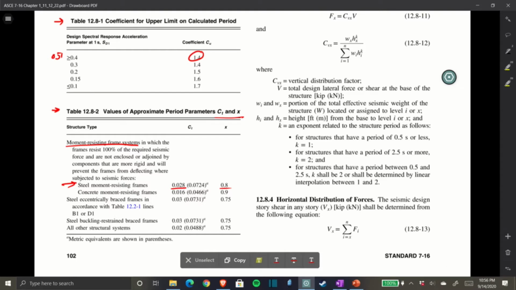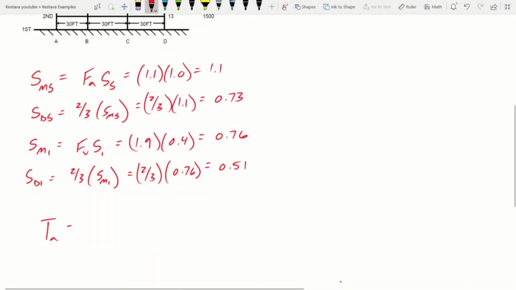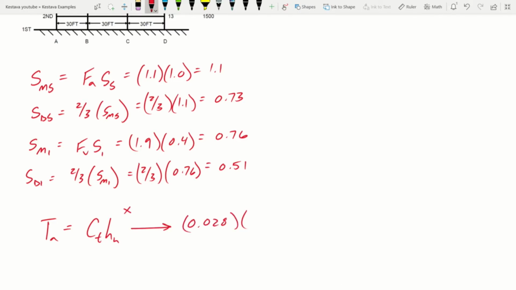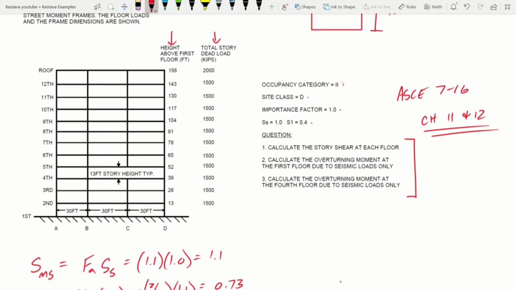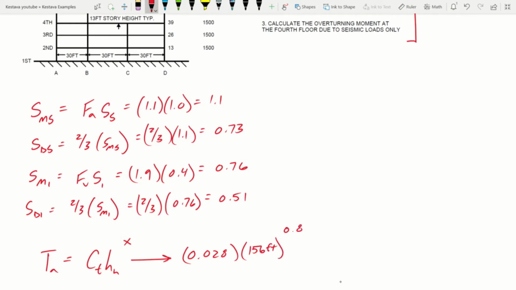All right, let's go bring all this back. TA, the approximate fundamental period, is C sub T times HN raised to the X. That's going to be 0.028 times the height of our structure, the total height, which is 156 feet up to the roof line, so 156 feet for H sub N, and then X is 0.8. That's going to get us 1.6 seconds as our approximate fundamental period.